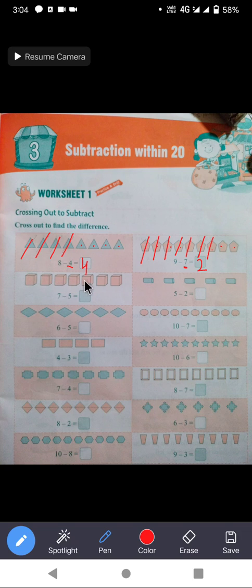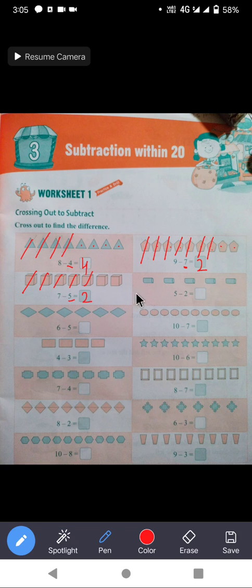1 2 3 4 5 6 7. We have 7 cubes. Okay, so out of 7 cubes we have to cross out 5 cubes. So let's cross out 5 cubes. 1 2 3 4 5. So after crossing out 5 cubes from 7 cubes, how many am I left with? 1 2. So we are left with 2 cubes. 7 minus 5 is equal to 2. Okay, so this is the difference here. 7 minus 5 is equal to 2.